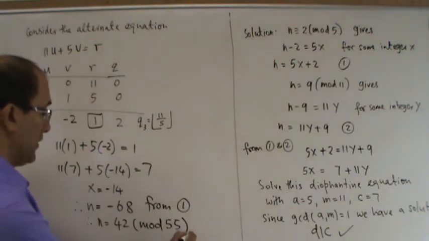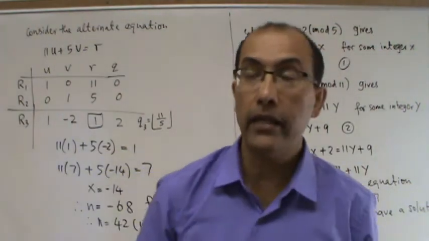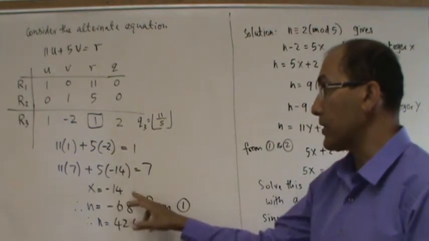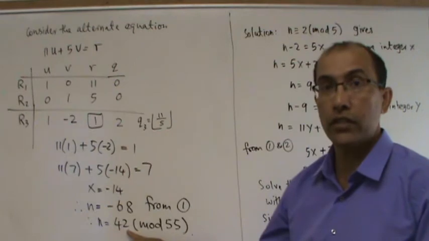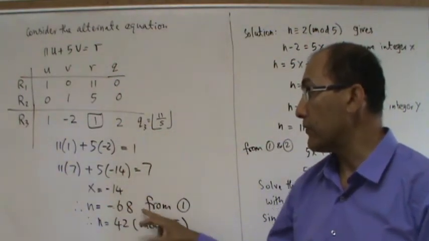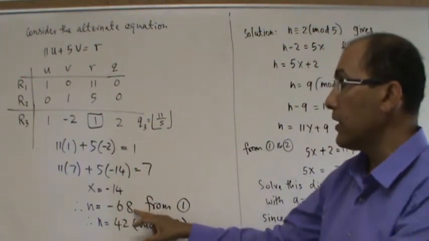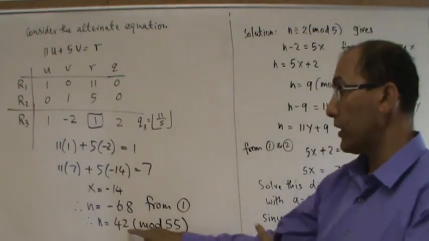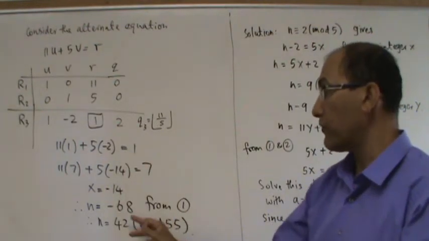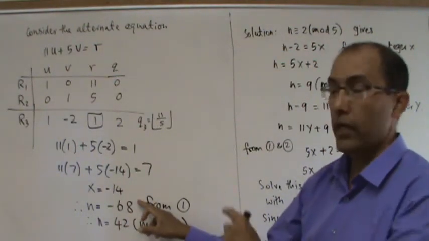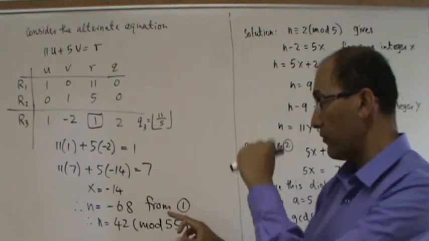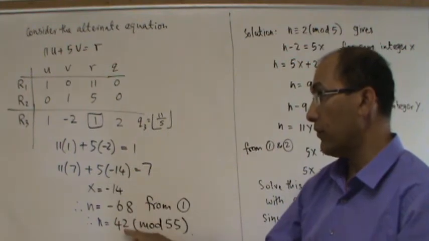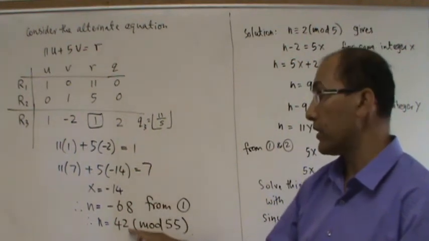Mod 55. So our final answer, n is equal to 42. Because negative 68 is related to 42. You can see that if you add negative 68 plus 110 it will give you 42, because we want to try and find the principal modulo. So negative 68 plus 110, so plus 55 plus another 55 will bring you into 42. So negative 68 is related to 42.